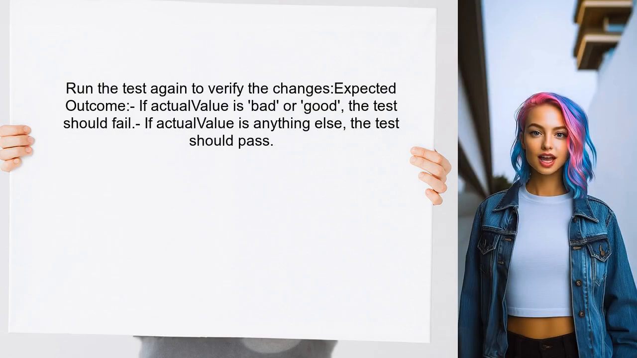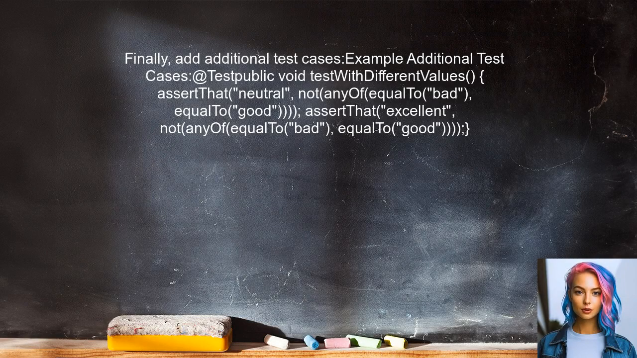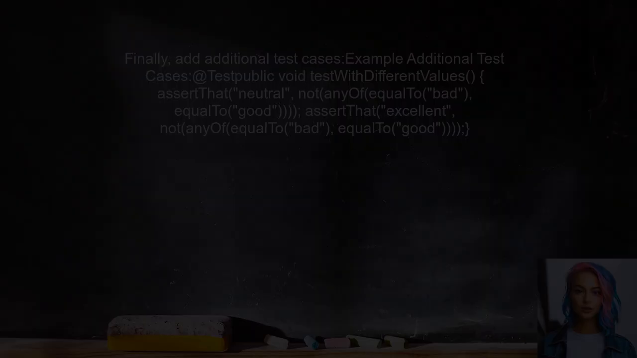Now, the user should run the test again. If the actual value is either bad or good, the test should fail as expected. Finally, the user can add additional test cases to ensure that their assertion works correctly for various inputs. This will help confirm the robustness of their tests.